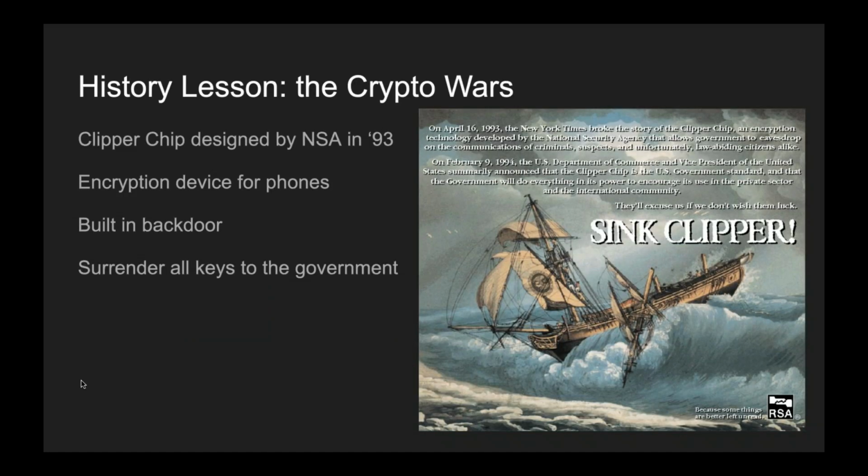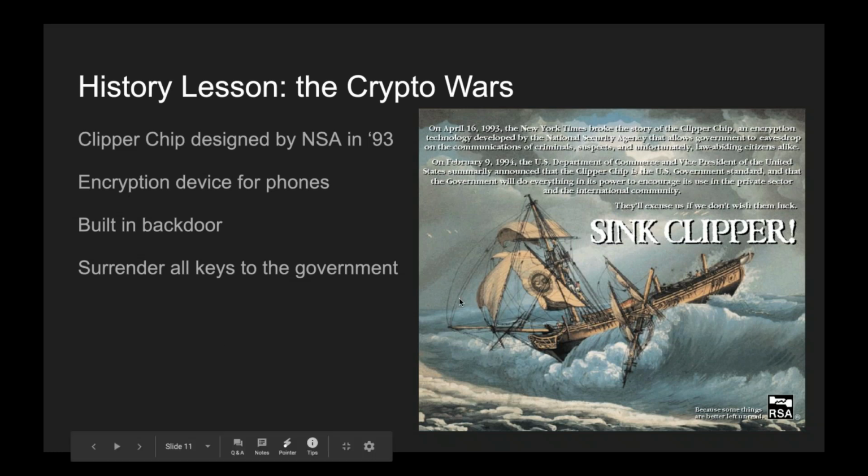So let's do a little bit of history lesson. In 1993, the NSA designed a phone chip called the Clipper chip, and it was meant to be an encryption device for phones everywhere, but it came with a built-in backdoor. When they created these chips, the chips had the private key on them, and the company making the chips would send a copy of the private key to the government. And so the government would just have a giant database of everyone's private keys so that they could read any of your text messages or listen to any of your phone calls if they wanted.